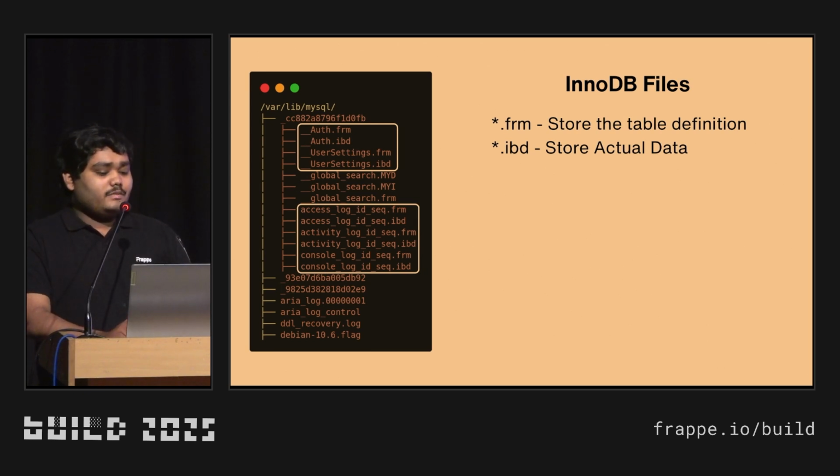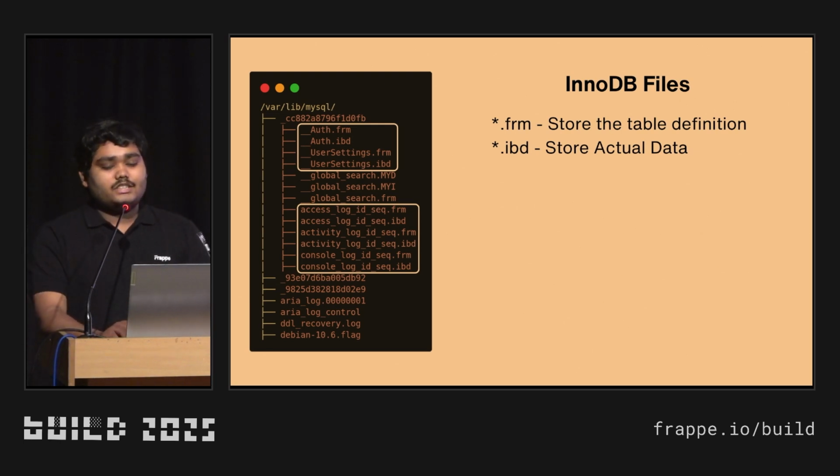In the case of InnoDB, you will see IBD files. These store your actual data. If you have a table like a user table, it will have a single IBD file, which holds all the data of that specific table. And there are obviously FRM files, which hold the table definition for your database table.